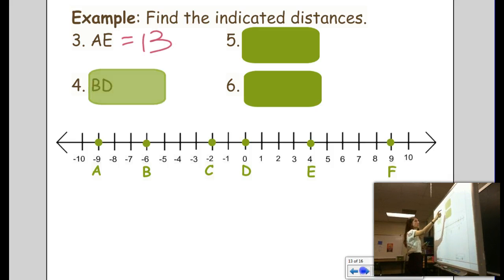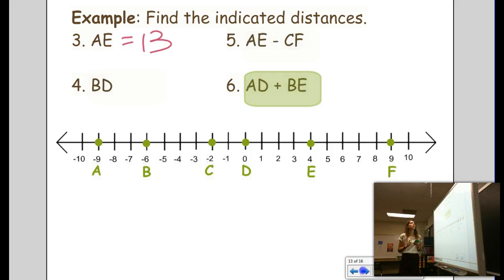And y'all have all of these on your sheet, so it's not a surprise, right? All right, do number 4, BD. You can count the spaces or you can subtract the numbers. Alexa, how long is BD? Ding, ding, ding. 6. Awesome.